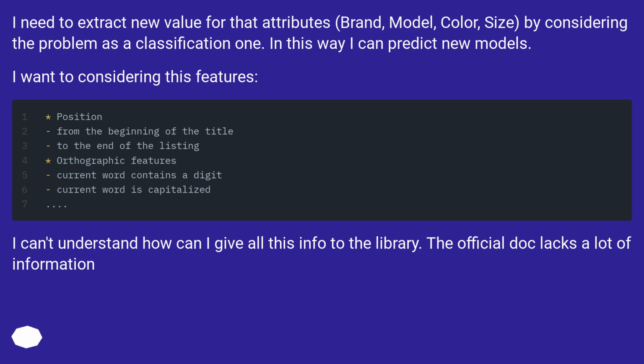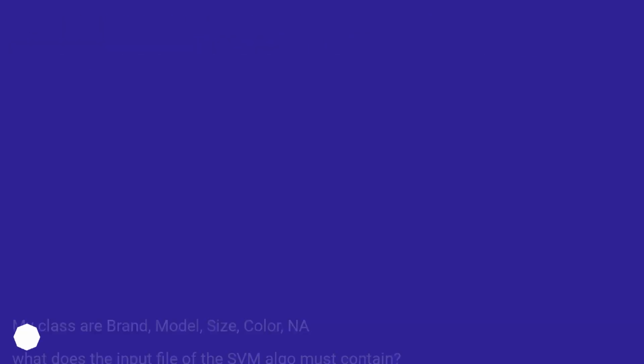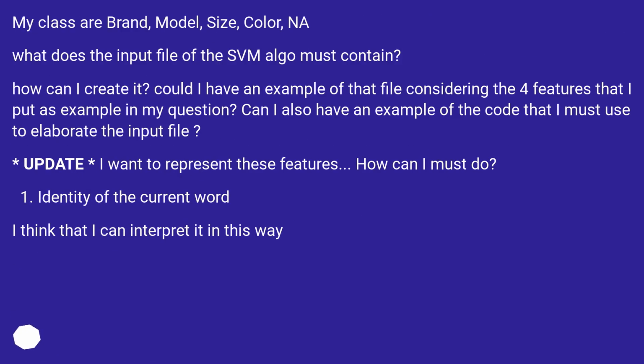I can't understand how I can give all this info to the library. The official doc lacks a lot of information. My classes are brand, model, size, color, nah. What must the input file of the SVM algorithm contain? How can I create it? Could I have an example of that file considering the 4 features that I put as example in my question? Can I also have an example of the code that I must use to elaborate the input file?